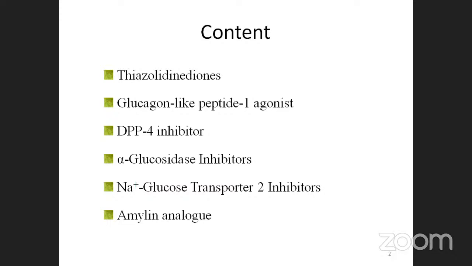Though I'm repeatedly saying oral hypoglycemic agents, there are certain drugs among these categories, for example amylin analog and GLP-1 agonist, that are not orally available, nor is it possible to take them orally. Rather, these are injectable, either intravenous or mainly subcutaneous or intramuscular. So let us start today's session. That is the classification part.